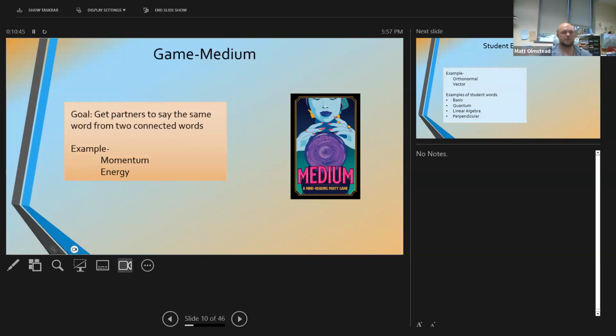The idea is I write two words up on the board and pair students up in partners. They look at those words, and then I count to three, and they're both trying to say a word that connects the two. Their goal is to say the same word. So they have two words, and they want to come up with a third word that connects these two ideas, the same word their partner comes up with.